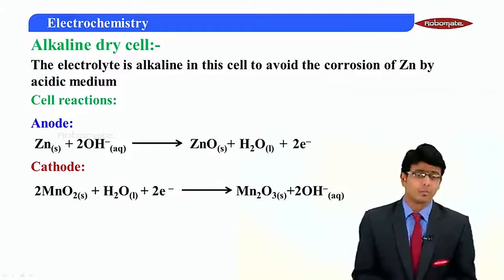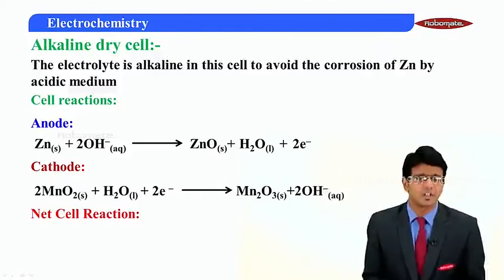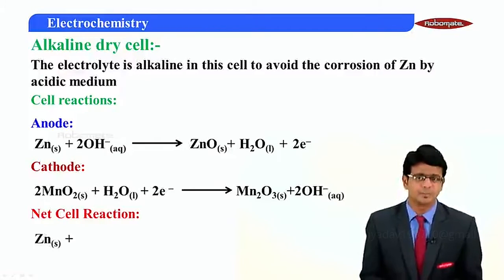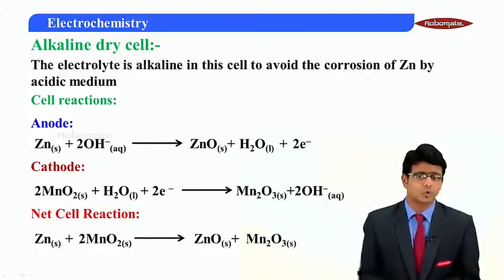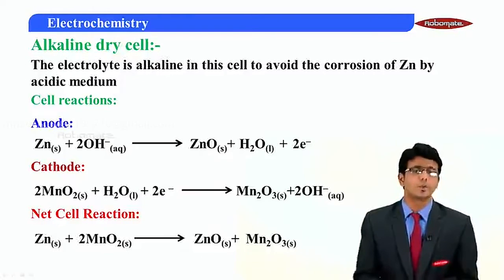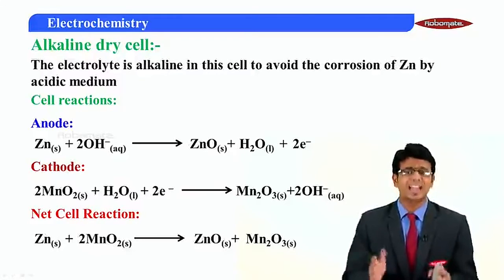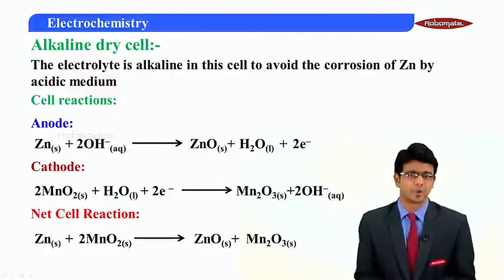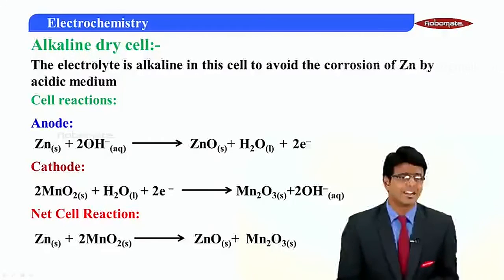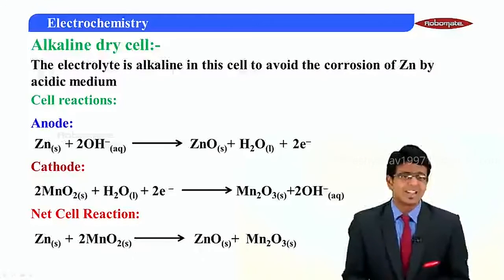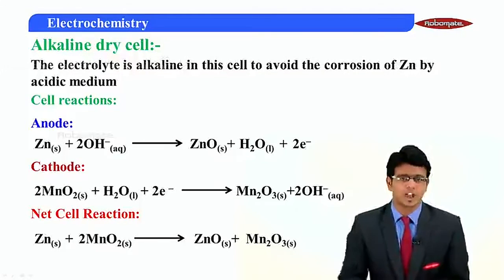Alright. So now if you want to write the net cell reaction, it would be simply addition of the oxidation and reduction reactions, right? So Zn solid plus 2 MnO2 will give rise to ZnO solid plus Mn2O3. Because water, OH minus ions and electrons will get cancelled out. Okay, so that was with respect to the cell reactions of alkaline dry cell. Yet it was irreversible. Alright, that means it could not be recharged.